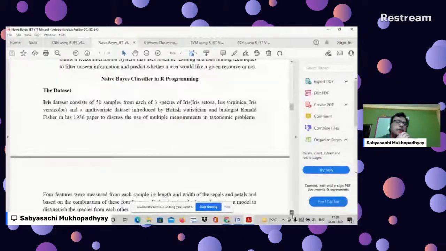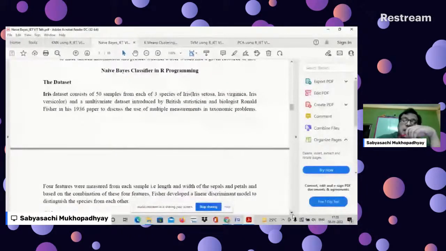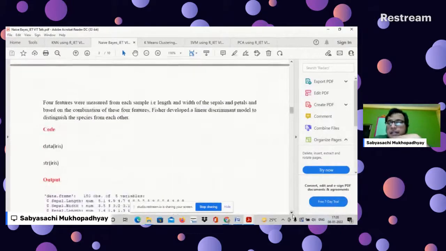Now for R programming, if we want to apply this naive Bayes algorithm, we will explore it on the same type of dataset: the iris dataset. All of you know that three species are available: Iris setosa, virginica, and versicolor, with 50 samples for each species, so 150 altogether. There are four features: sepal length, sepal width, petal length, and petal width. Four features, and one column for the species. During the prediction, we will omit this species column to remove bias from the system.